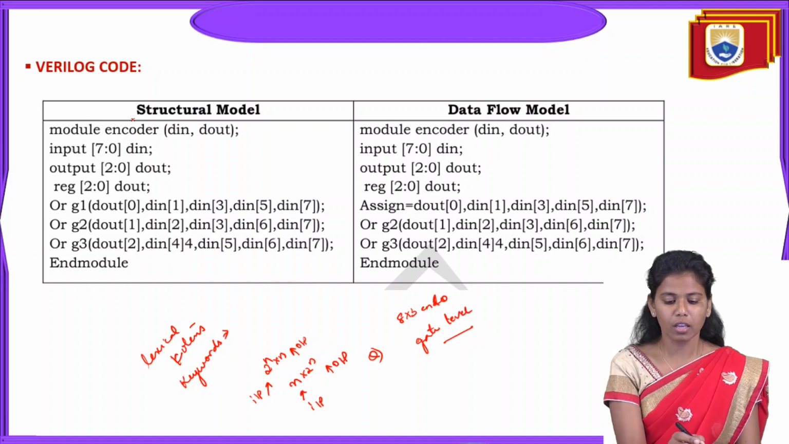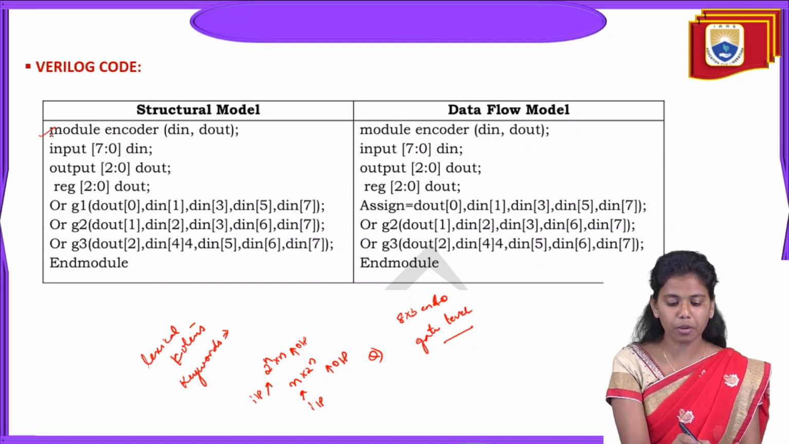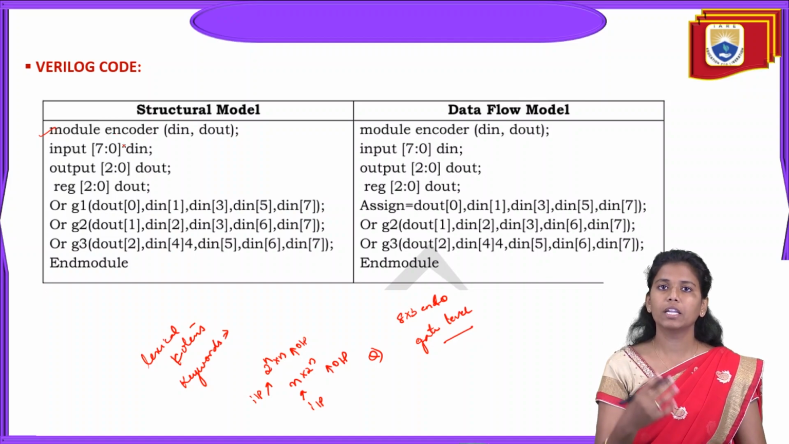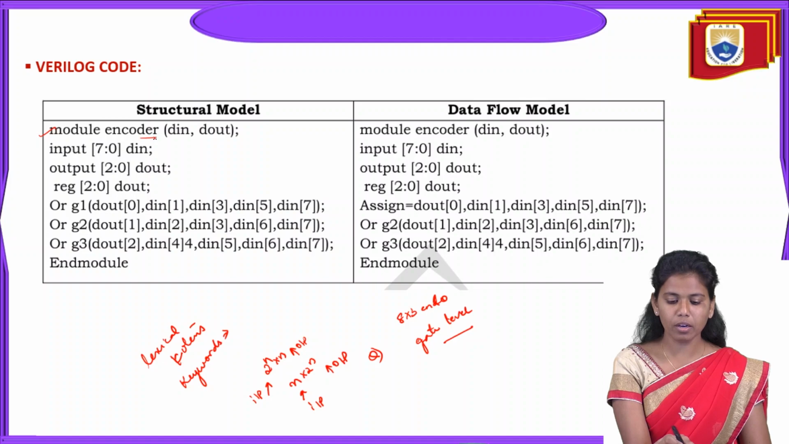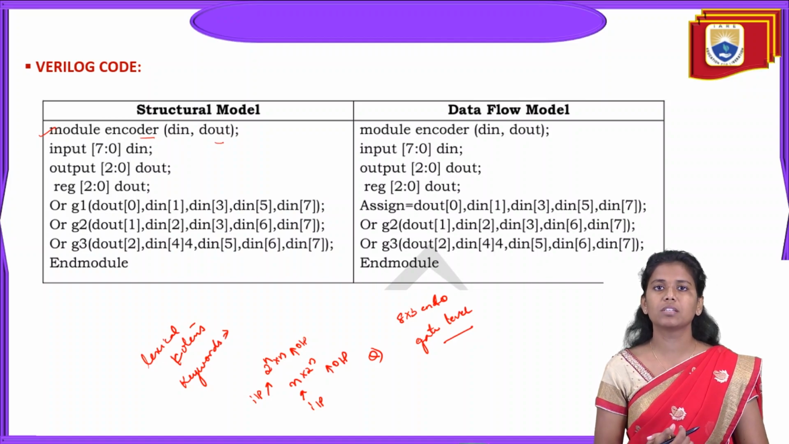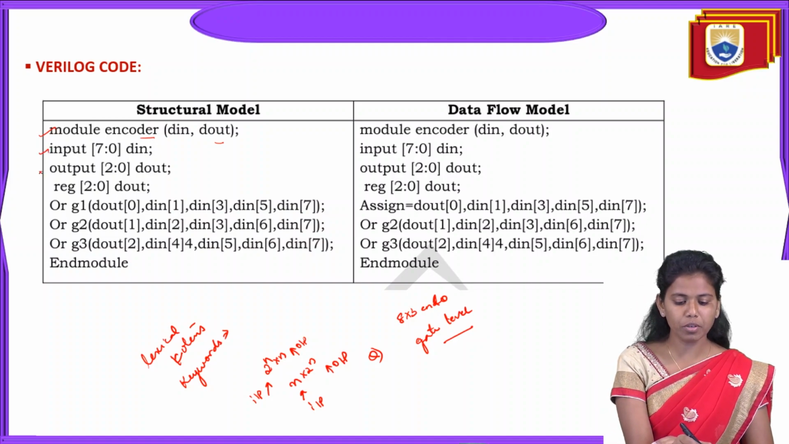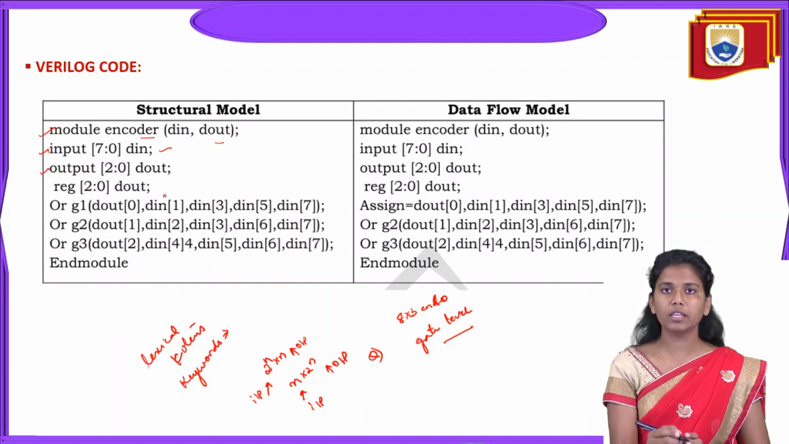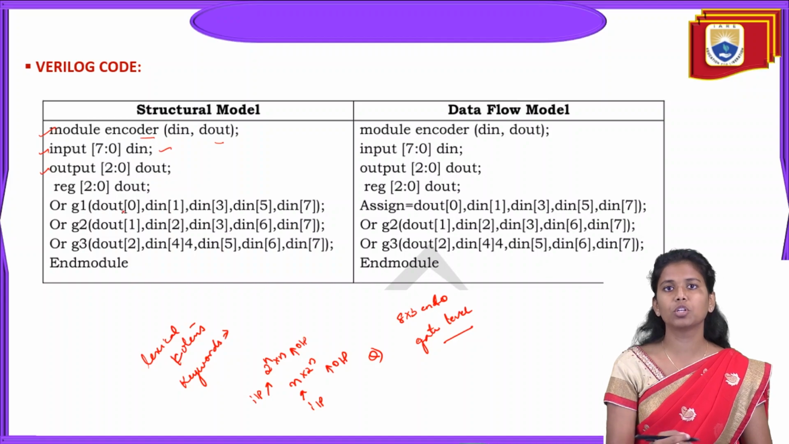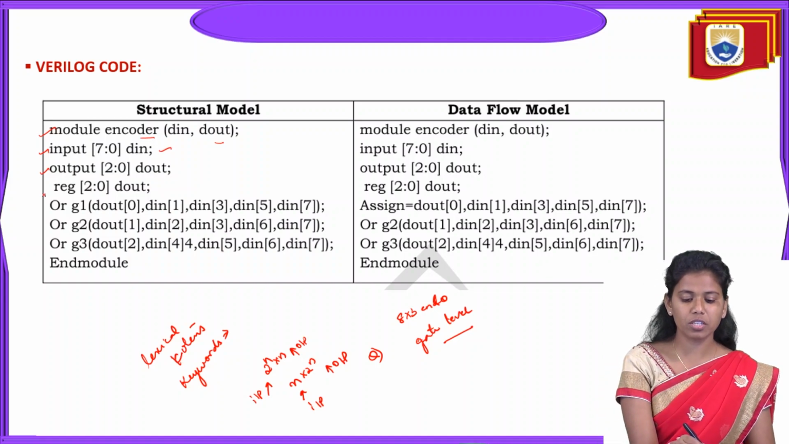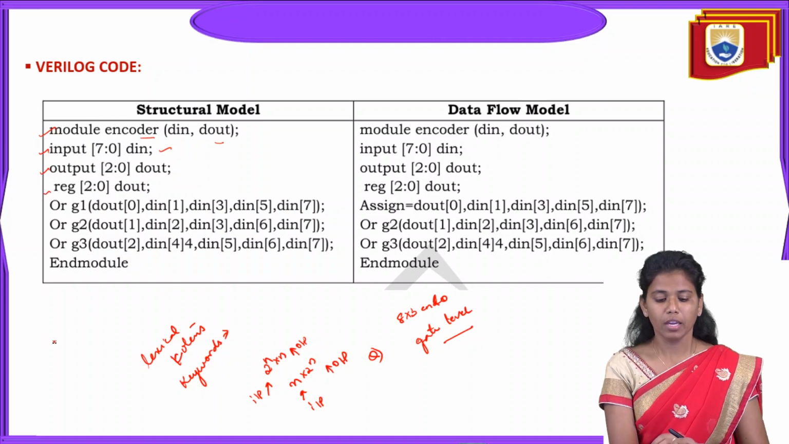In structural modeling, we start with the keyword module, and then the instance name. The name of the device we are constructing is encoder, followed by a port list. In the port list, we represent our inputs and outputs. Input is [7:0] with respect to D in, and output is [2:0] with respect to D out. And finally reg, which is a data type.